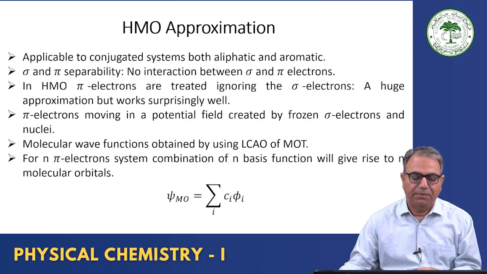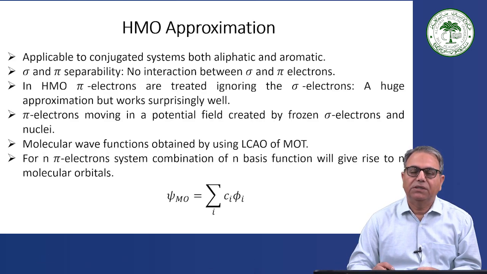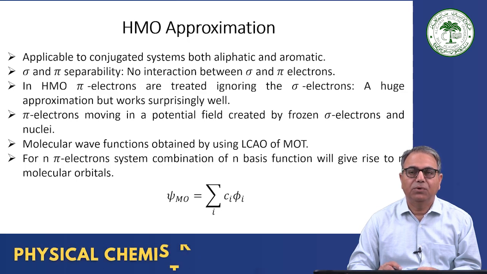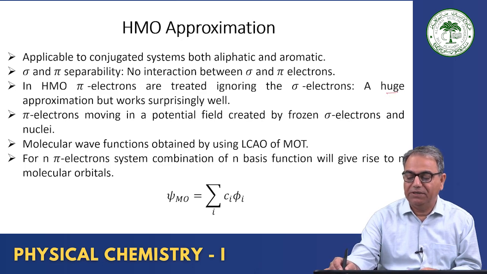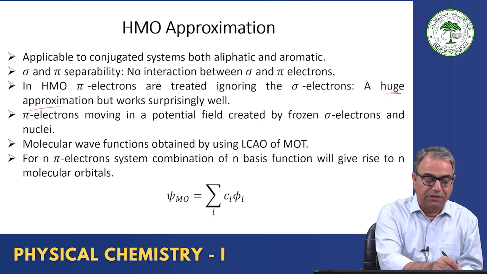So the HMO approximation is applied to aliphatic and aromatic conjugated systems, where the basic premise is sigma and pi separability. We say that there is no interaction between sigma and pi electrons, and in HMO the pi electrons are treated ignoring the sigma electrons. This is a huge approximation, because we neglect all sigma electrons and suppose that the nuclei of the atoms forming the molecule are frozen, and the only mobile part is the pi electron. Even then, surprisingly, it gives very good results, as we will see.